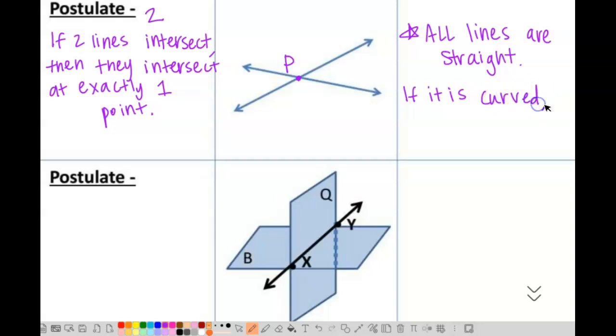Okay. And this is the kind of route we're going to be taking very soon when we do logic. Proving things that is true or not true.